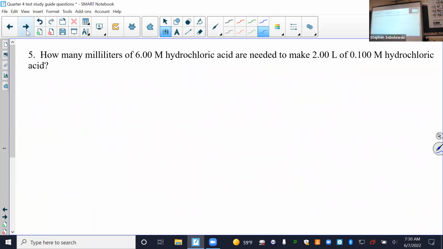Okay. All right, question 5. How many milliliters of 6.00 molar hydrochloric acid are needed to make 2.00 liters of 0.100 molar hydrochloric acid? So this is a dilution problem. You start with a very concentrated solution. We sometimes call this a stock solution. And the dilution formula is very simple. Molarity 1, volume 1 equals molarity 2, volume 2. Where the 1s are either the concentrated or the dilute, and the 2s are the other one.